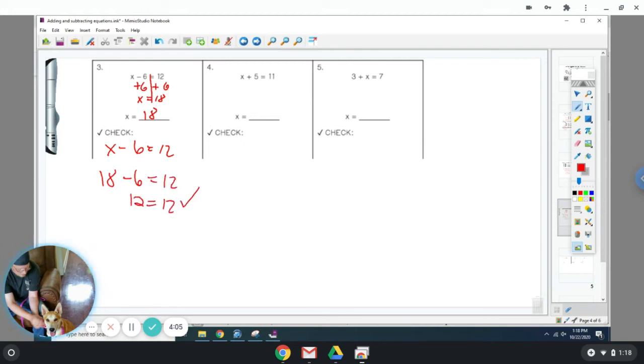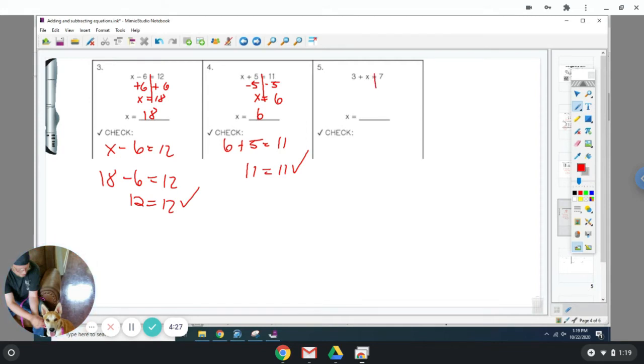That's correct. Now we're going to solve this one. So the 5 is being added, so we're going to subtract 5 from both sides. So 11 minus 5 is 6, so x equals 6. So we're going to check our solution. So we're going to be doing 6 plus 5 equals 11, which is 11 equals 11. So that's true.